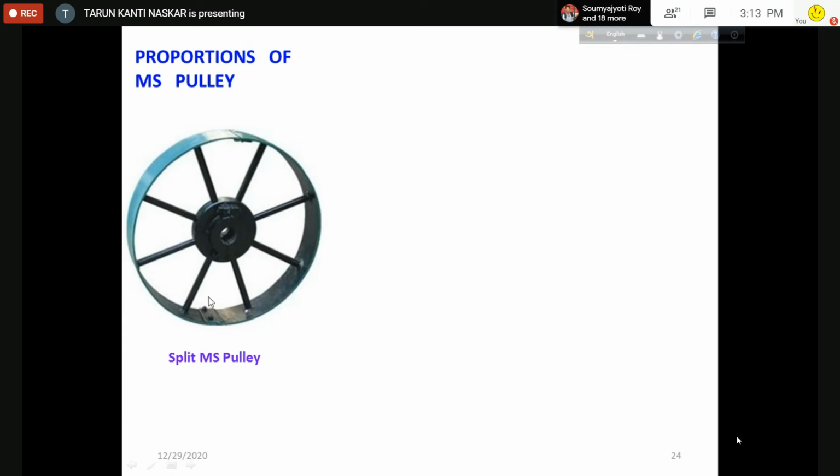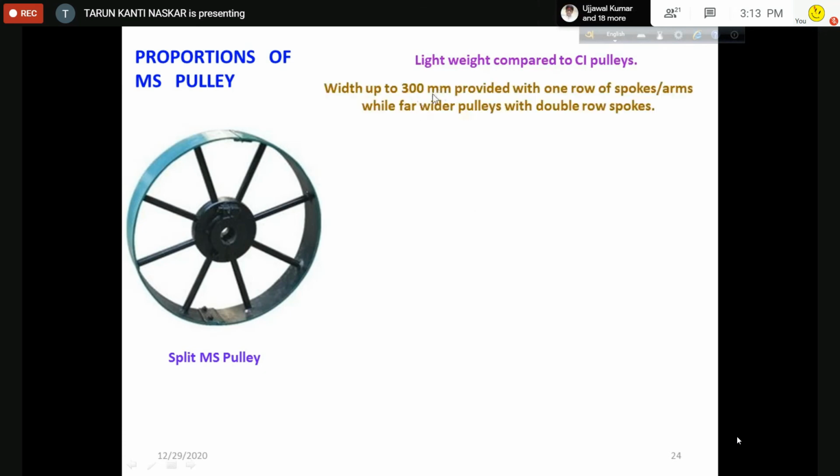And these are the arms, or spokes rather. It is lightweight compared to CI pulleys. And width up to 300 millimeter is provided with one row of spokes or arms. That means if the width is up to 300 millimeter, there will be one row of arm or spoke. And if it is wider than 300 millimeter, then double row of spokes is required. Now, what is the advantage of split pulley? What is the advantage?